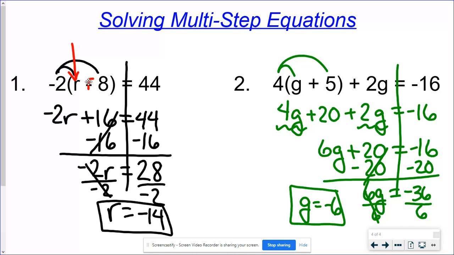If I substitute that in, when I put that negative 6 right here, negative 6 plus 5 is negative 1. So 4 times negative 1 is going to be a negative 4. 2 times a negative 6 is a negative 12. And negative 4 plus a negative 12, yep, that's equal to negative 16.